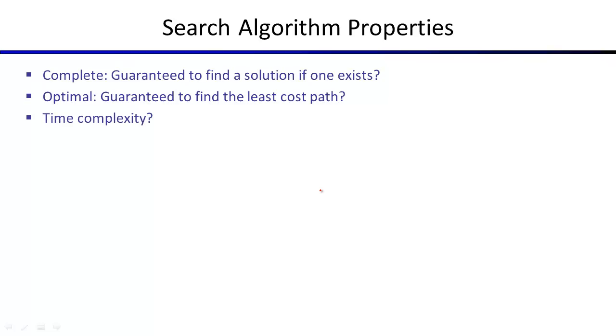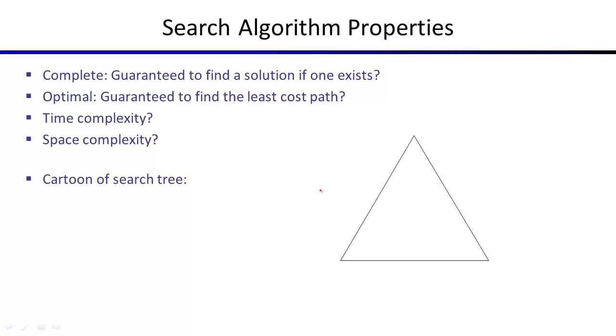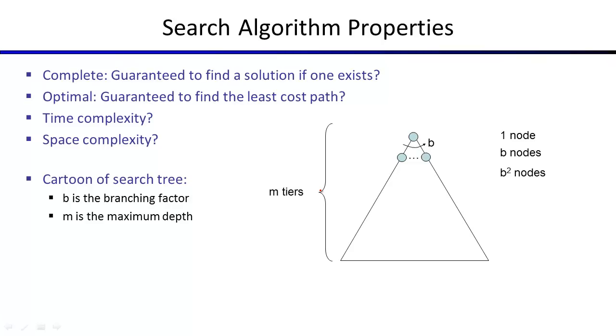Time complexity. How much time does it take? Well, it's hard to say without making any further assumptions, right? Space complexity, same thing there. Hard to say without making any further assumption. We need to define some variables of our problem so we can define those notions better. So if we look at a cartoon of a search tree, looks like this. There's a start node, and then it grows layer by layer, right?